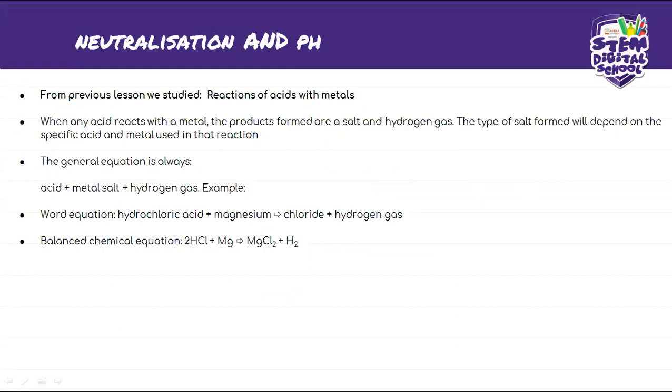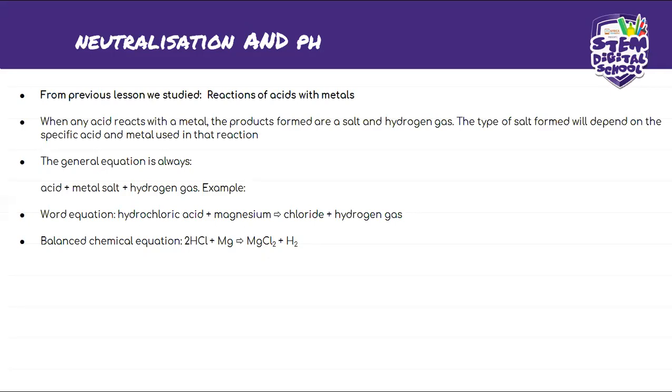Then from the previous lesson, we also studied what? Reactions of acid with metals. And the typical example that we looked at was HCl plus magnesium. So let's see how this one is done. When any acid reacts with a metal, the products formed are a salt and hydrogen gas. The type of salt formed will depend on the specific acid and metal used in that reaction. So the general equation is acid plus metal giving us salt and what? Hydrogen gas.